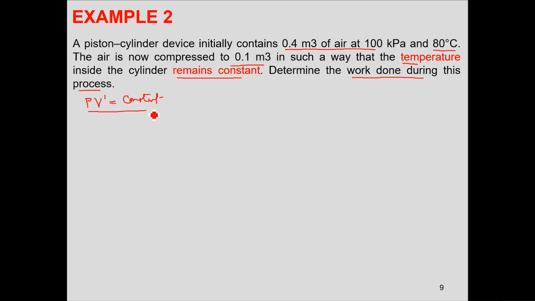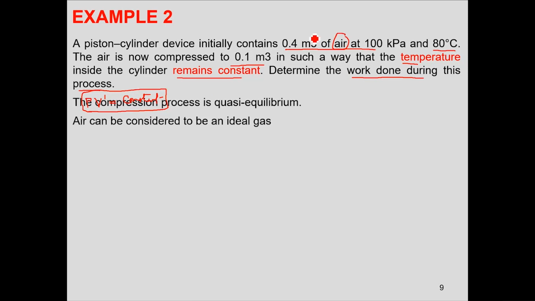But before that, there are two assumptions you have to make. Number one is that your process is a quasi-equilibrium process or quasi-static process, that compression is taking place slowly. So at all times, your system is at equilibrium. The second assumption is that you will assume that air is behaving ideally or as an ideal gas, which is a fair assumption.